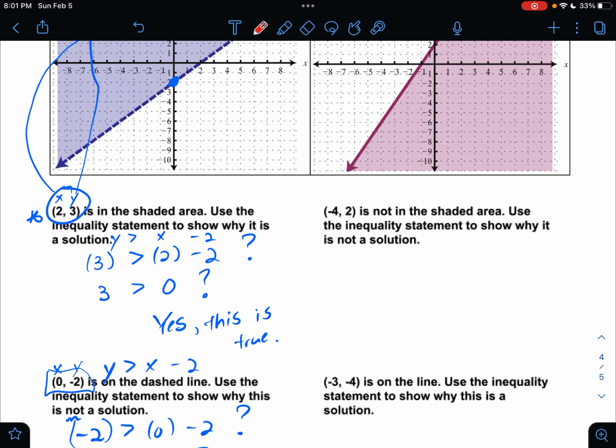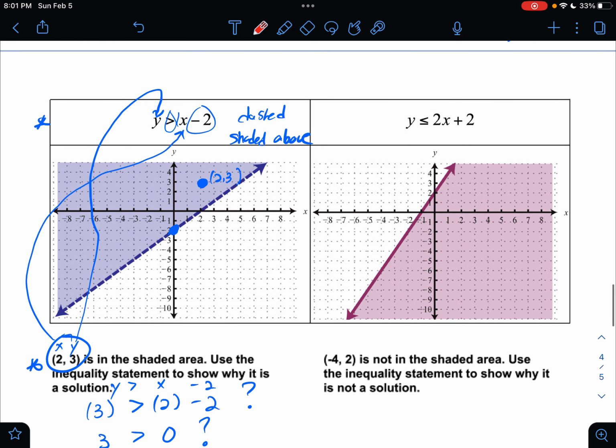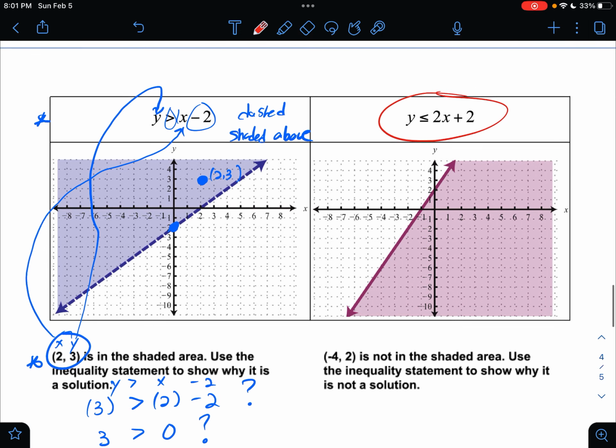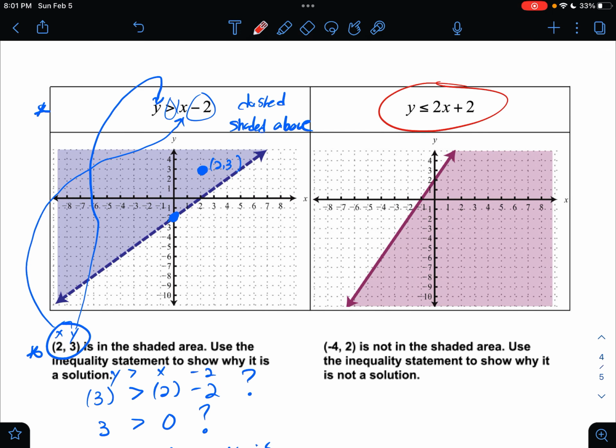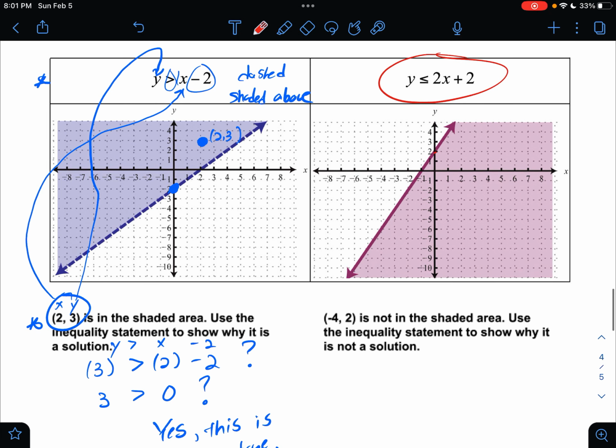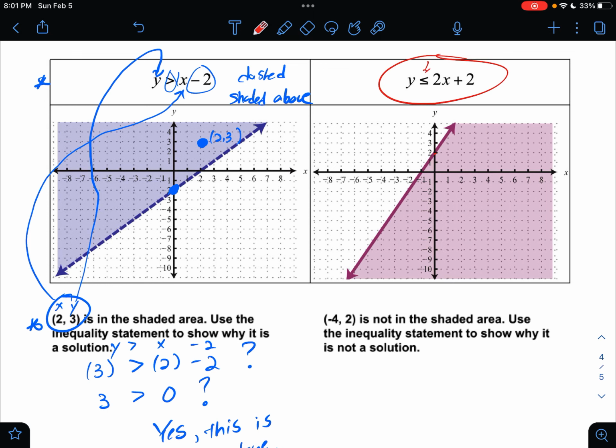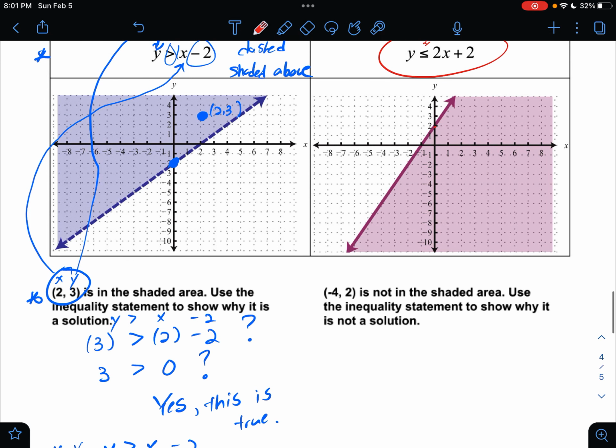All right, let's do that over on the next one. So here's our new equation. Notice it has an equal sign now, so it's a solid line. It's less than or equal to. All right, it has a y-intercept of 2 and a slope of 2. It's being graphed. Notice that it's shaded below the line because it's less than or equal to. So let's take this point right here, this x and y value, (negative 4, 2). Notice that is not in the shaded area.